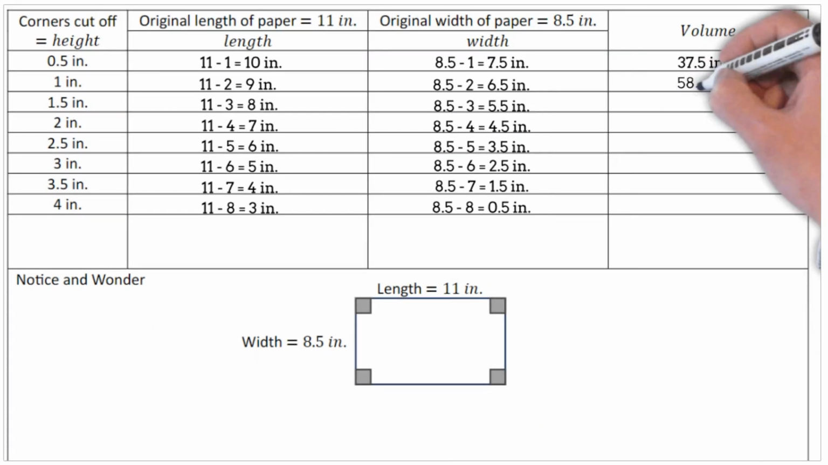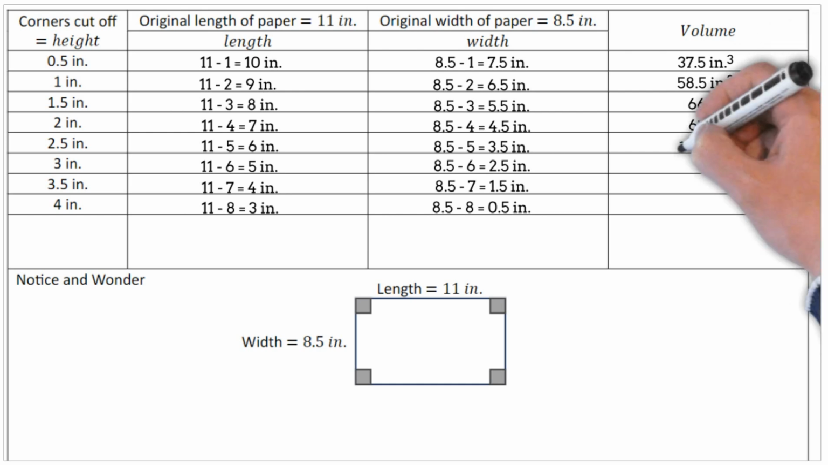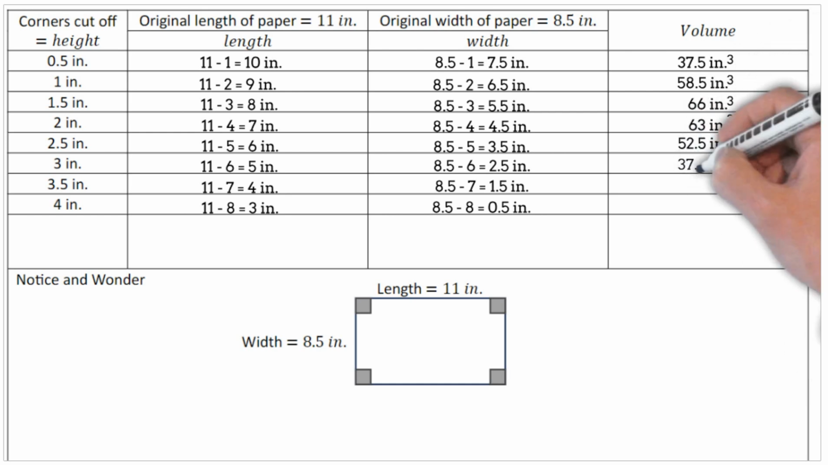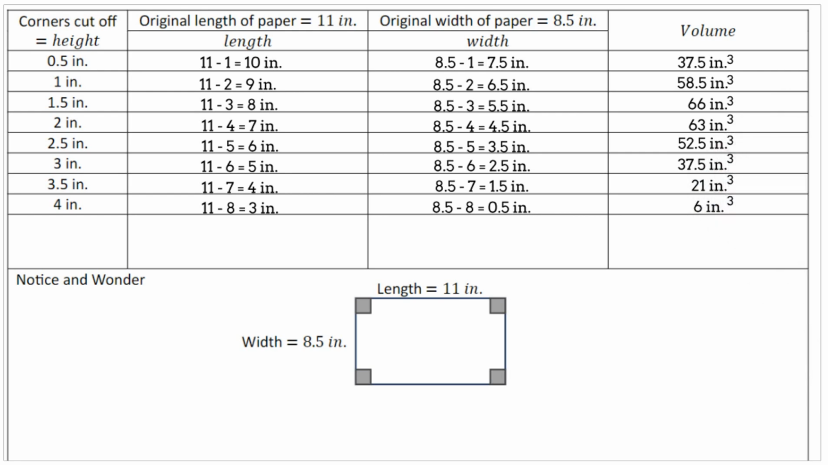Once you have these measurements, you are ready to calculate the volume for each of the different sections. Remember that to calculate the volume, all you have to do is multiply the 3 individual results together.